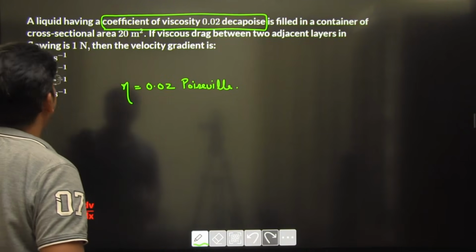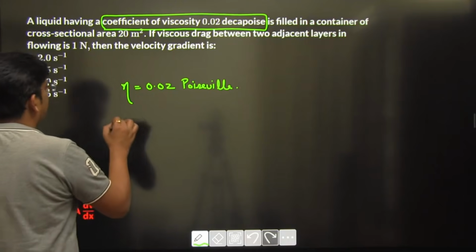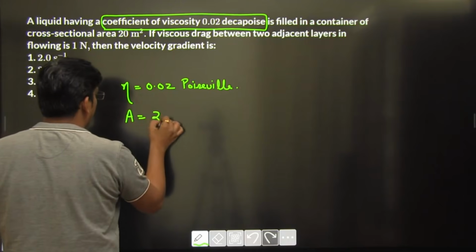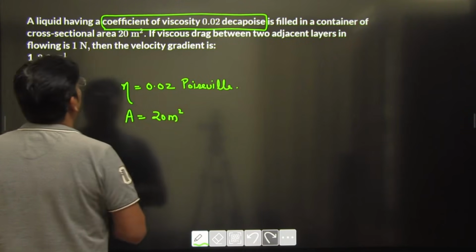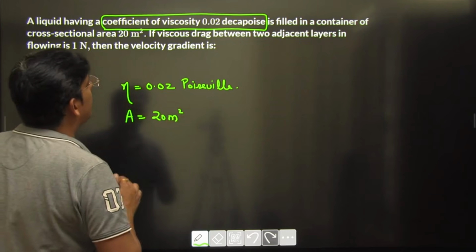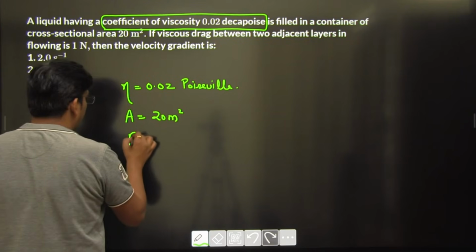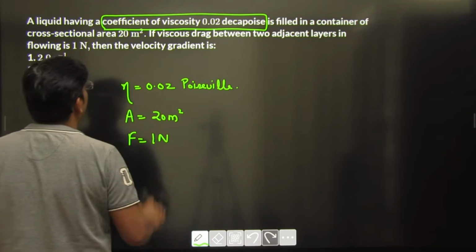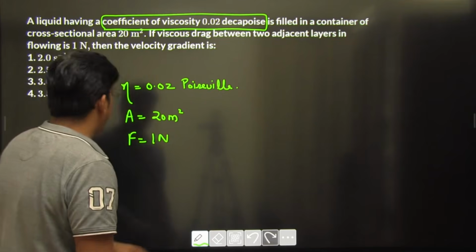It is filled in a container of cross-sectional area, so area is 20 meter square. If the viscous drag between two adjacent layers, the force, is 1 Newton, then the velocity gradient is?